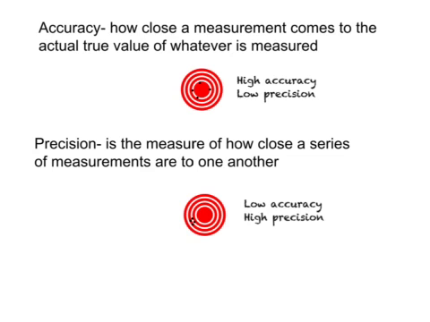Precision is a measure of how close a series of measurements are to one another. The bottom graphic shows arrows that are close to each other, which means they're reproducible, but not close to the bullseye, or accurate. In other words, you want your data in chemistry to be both accurate and precise.